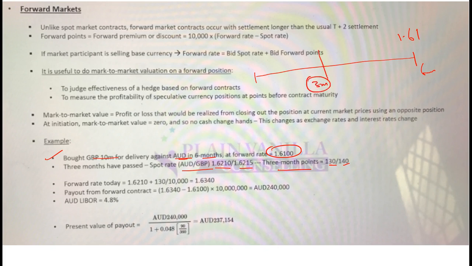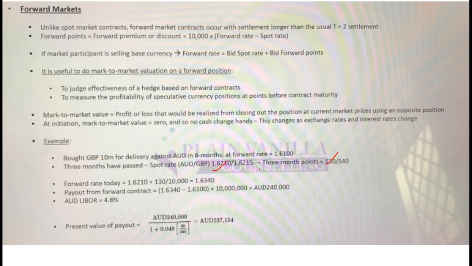And now you know that forward rate expectations have changed. What are the new forward rates? New forward rates are 1.6210 plus 130 and 1.6215 plus 140. That is spot rate plus forward points. So what is the forward rate today? Forward rate today is this plus this and this plus this.